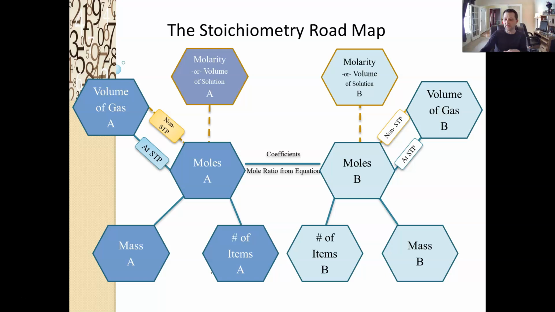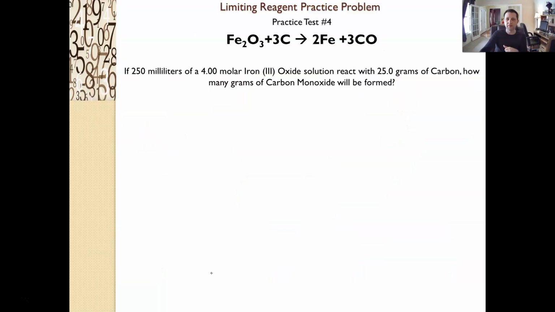So let's go ahead and look at how this applies to a bigger practice problem. So we'll keep revisiting our stoichiometry roadmap to make sure we're okay with that. This is going to be in your packet if you go to the back on practice test number 4. So let's take a look at how we do a problem like this, where we have iron 3 oxide plus carbon producing iron and carbon monoxide. It's already balanced for you.